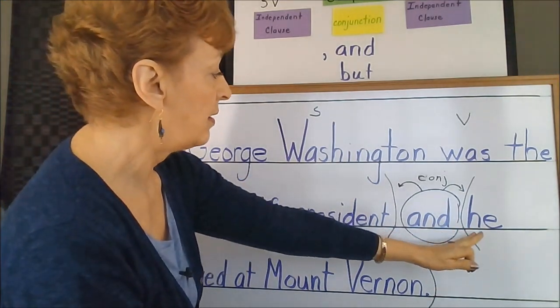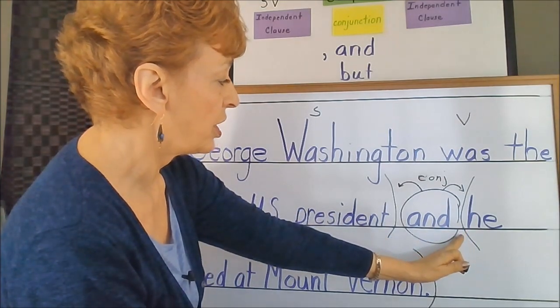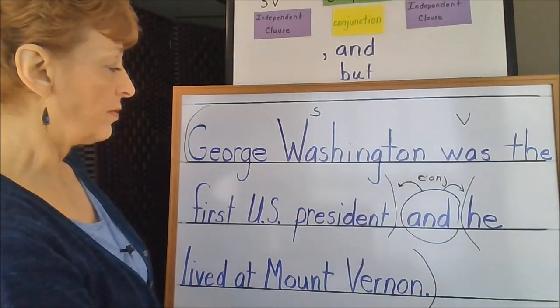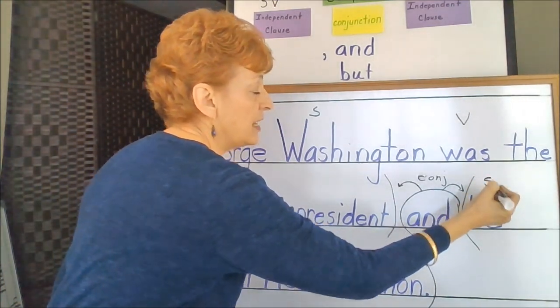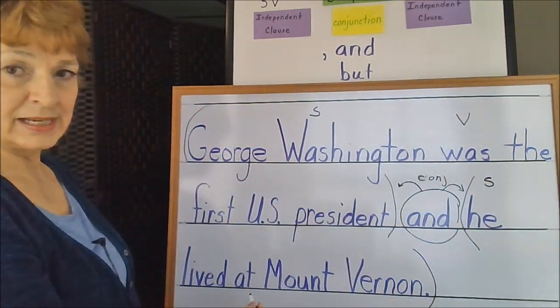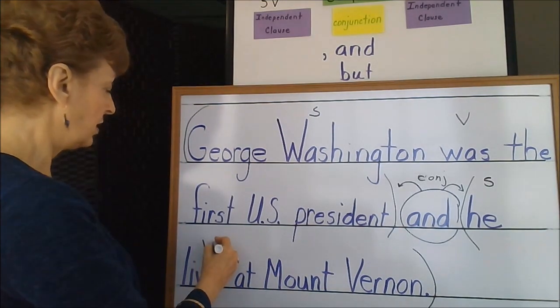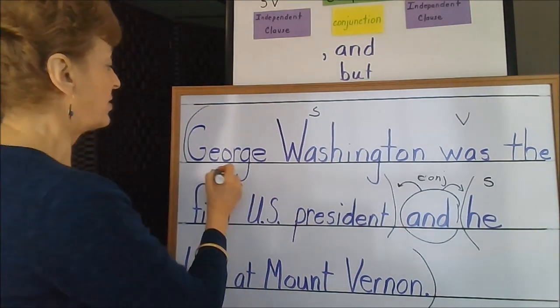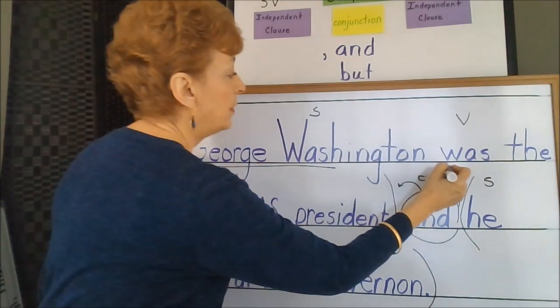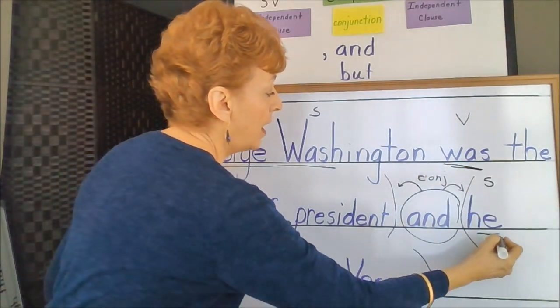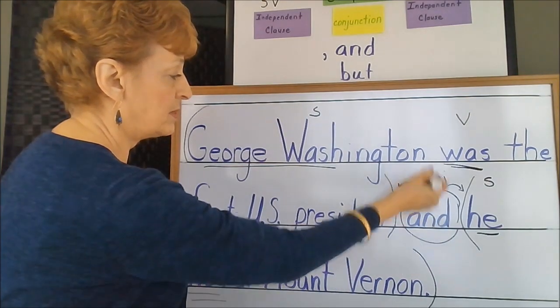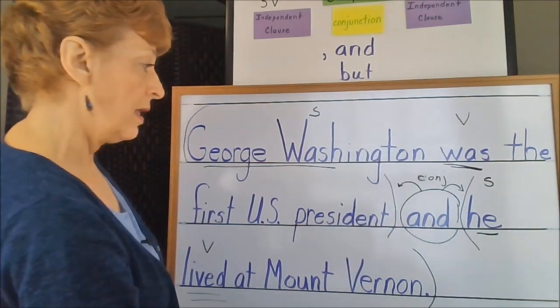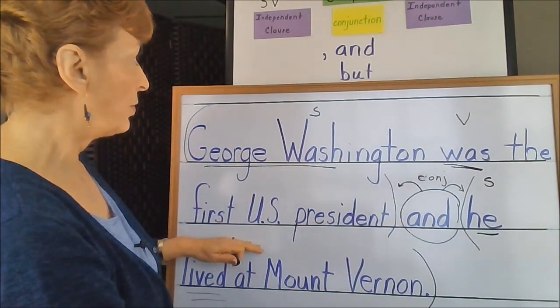Now we're going to be looking at after the conjunction. He lived at Mount Vernon. So I see a pronoun that's functioning as a subject, he, and what did he do? He lived. So we have our subject and verb on both sides of the conjunction. This split it off. So it follows all the rules.